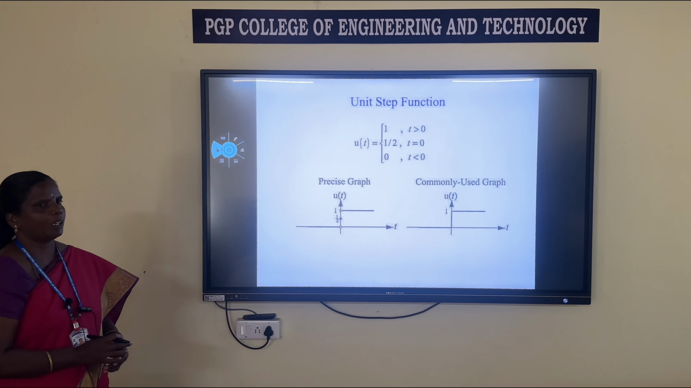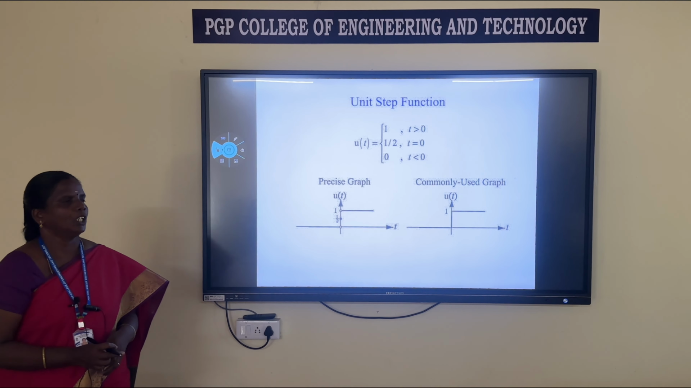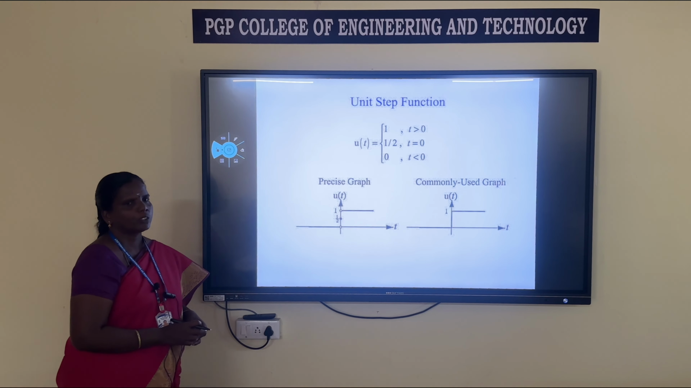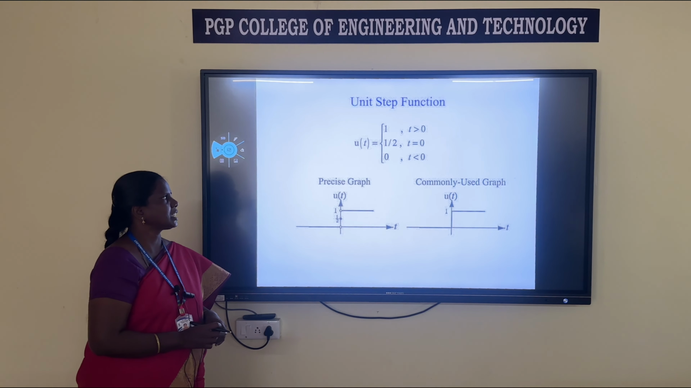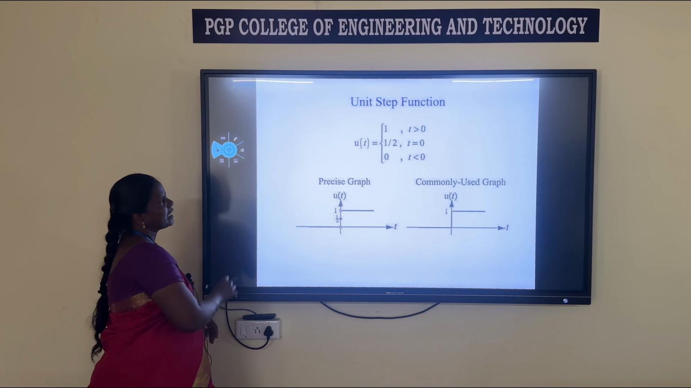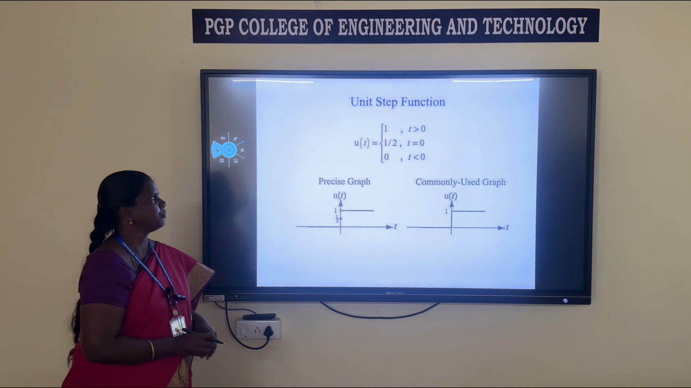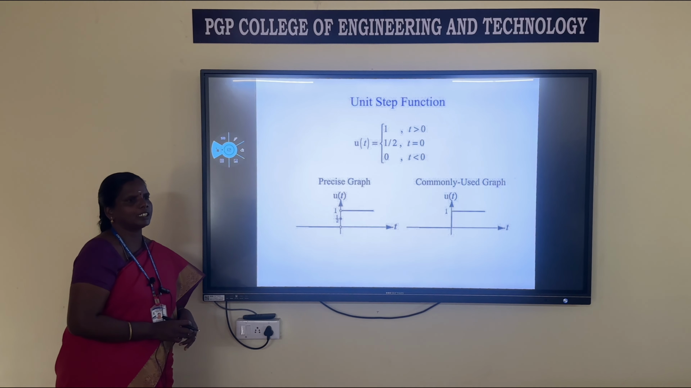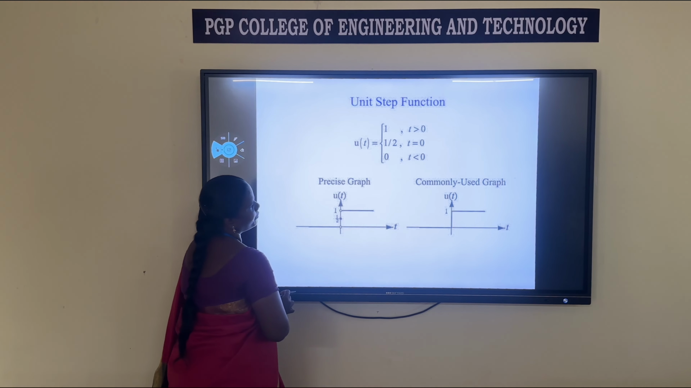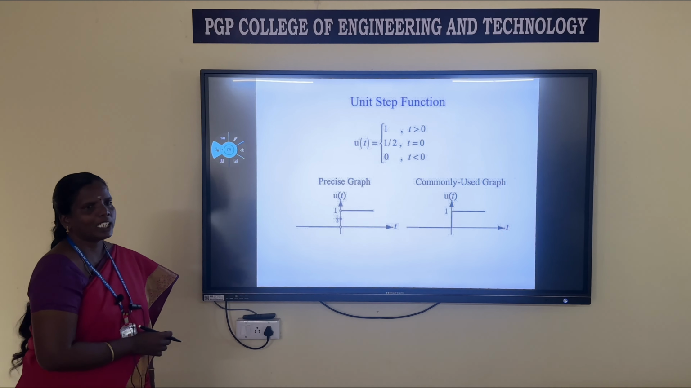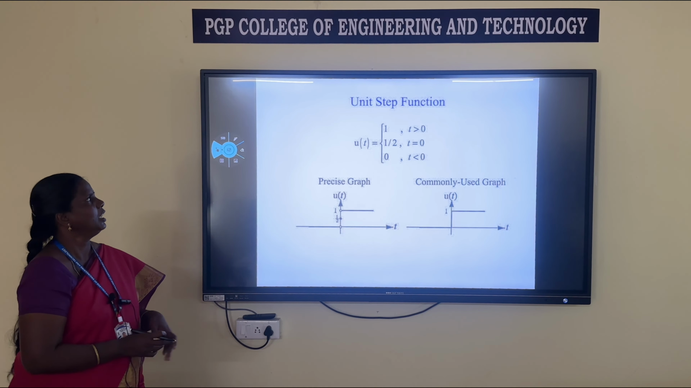Next we discuss some of the basic functions. Unit step function. Whenever the amplitude of the signal is 1, it is called a unit step function. It can be represented as u of t, which is equal to 1 when t is greater than 0, and 0 when t is less than 0. This is the general graph. It looks like a staircase step, that's why it is called a unit step function.